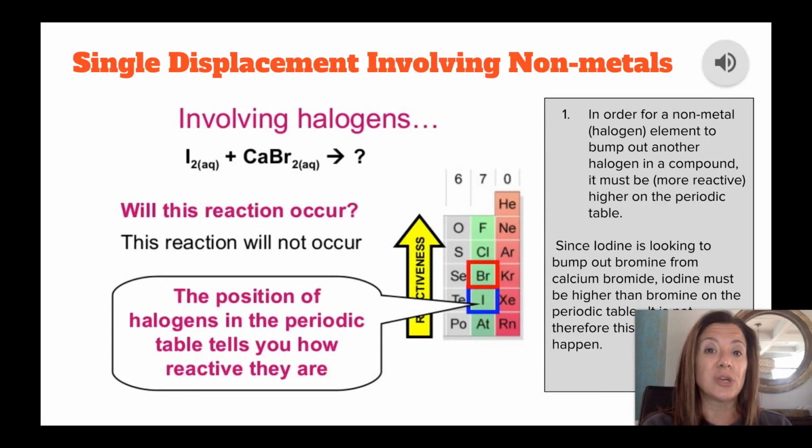Here, we can also look at nonmetals. So nonmetals would be from the halogen family, and we look at their position relative to one another. Here we have elemental iodine looking to bump out bromine. Nonmetals can only bump out nonmetals. In order to be capable of doing that, it has to be more reactive. So when we look at their position in the periodic table, fluorine is the most reactive nonmetal, and as we move down, they become less reactive. Iodine has to be above bromine in order to bump it out. It happens to be below, so this reaction will not occur, and we say no reaction.